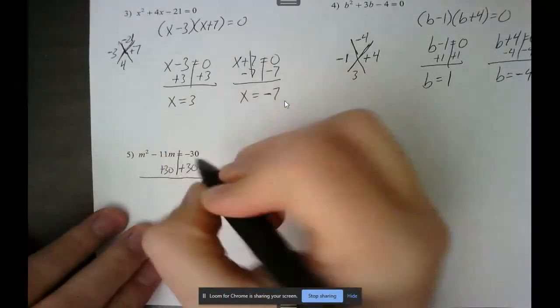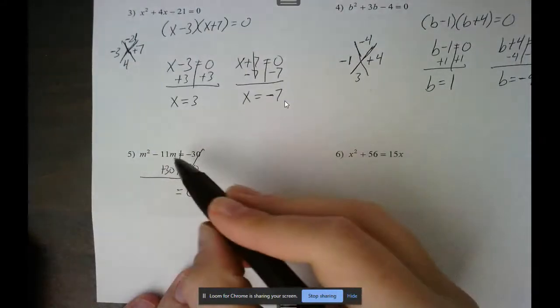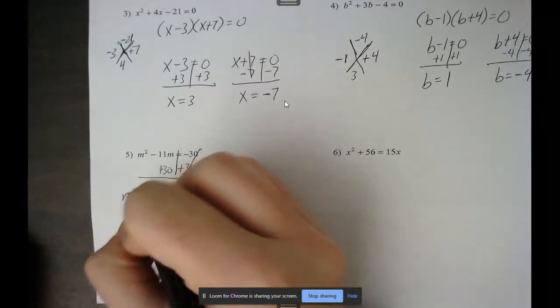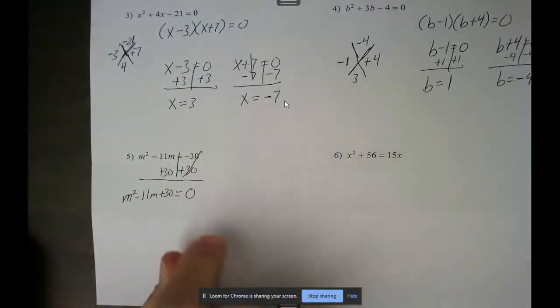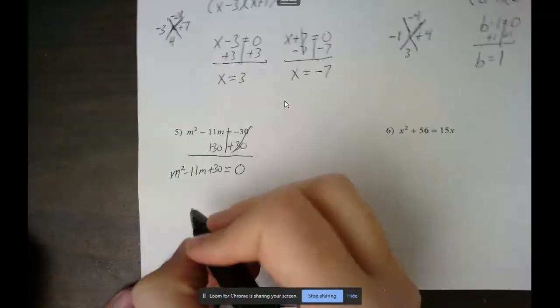Do it once to each side. And then that's, of course, going to go to 0. And then over here, all we're going to do is rewrite it. m squared minus 11m plus 30. Okay, now it's set equal to 0, so now I can do my big X, right? Okay, so just make sure it's set equal to 0.